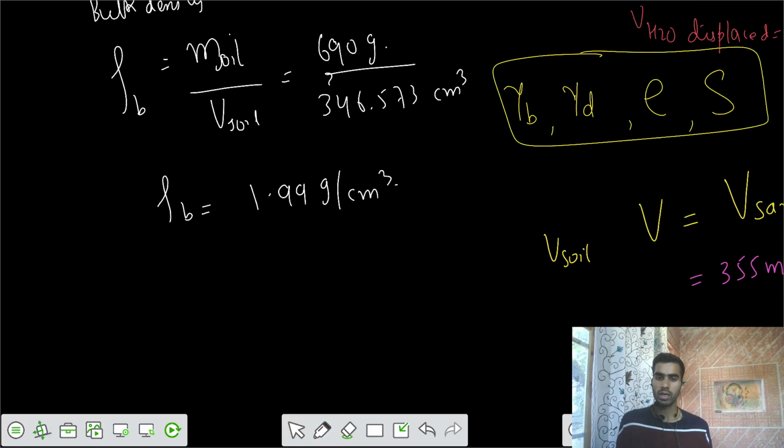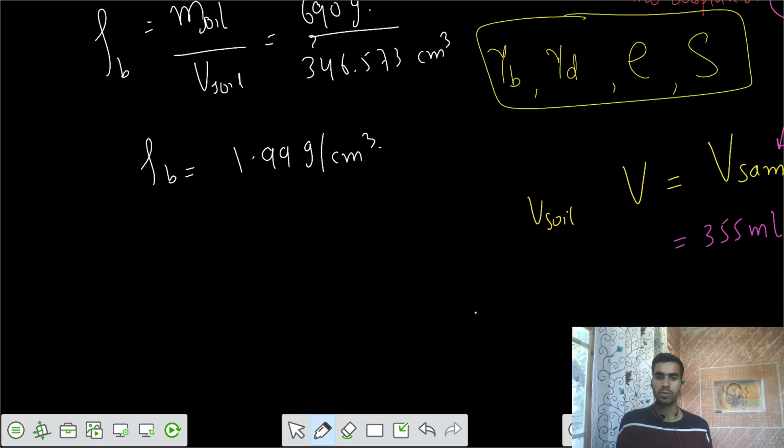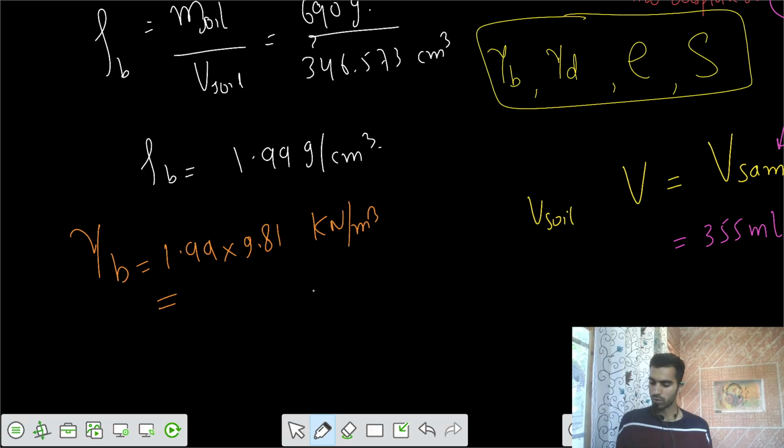If you want to calculate in terms of bulk unit weight, this is 1.99 times 9.81 kilonewton per meter cube, which comes to 19.53 kilonewton per meter cube.